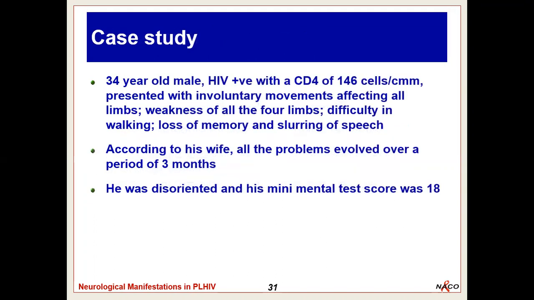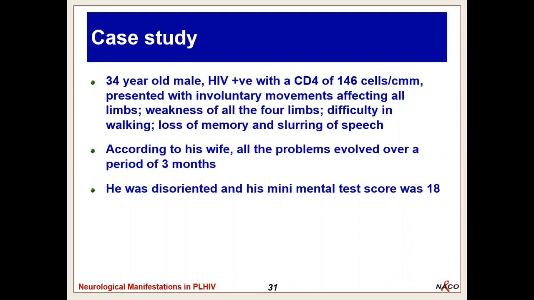So now we are jumping into another entity, and let's look at the case where you have a 34-year-old male who is presenting with a CD4 of 146, involuntary movements affecting all limbs, weakness of all 4 limbs, difficulty in walking, loss of memory, and slurring of speech. According to his wife, all the problems evolved over a period of 3 months.